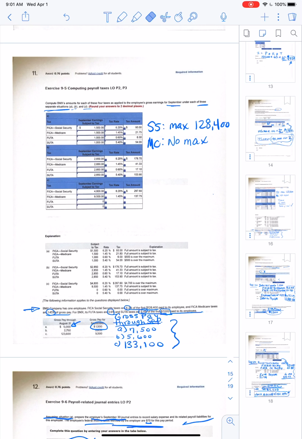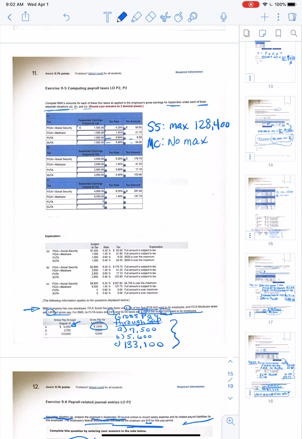So once you've got that $1,000 in there, it's just a matter of multiplying it out. So 1,000 times 0.6 will give you 6, and 1,000 times 5.4 will give you 54. All right. Of course, I'm speaking in percentages, not just decimals. Okay, so it's 0.6% and 5.4%.